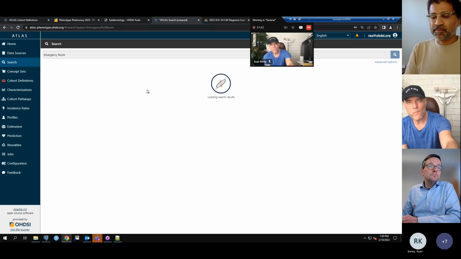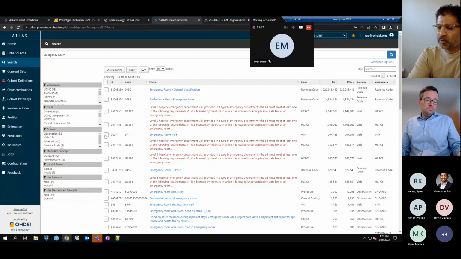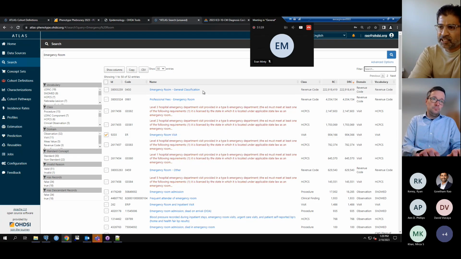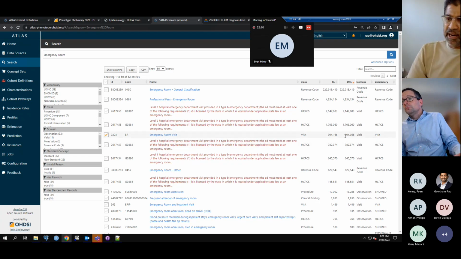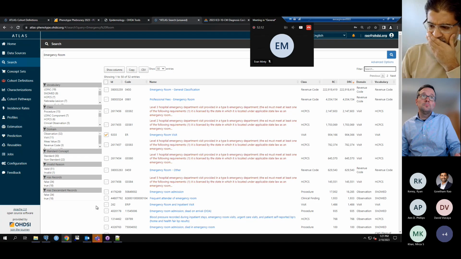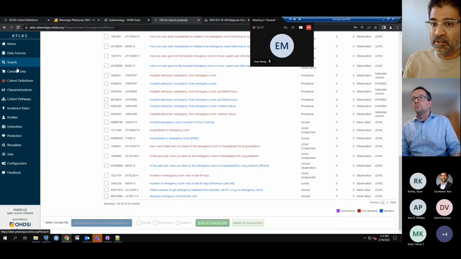So now I'm building up the concept set for emergency room, and I'm going to pick this one. I'll come back to this one after I build the initial structure. But notice here, when I search for emergency room, I'm observing the emergency room general classification to have a record count of 222 million, while the OMOP visit domain has 904. Just keep that in mind. This is something that Evan and I are thinking about, but I just want you to keep that in mind.